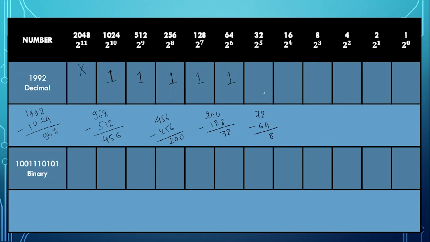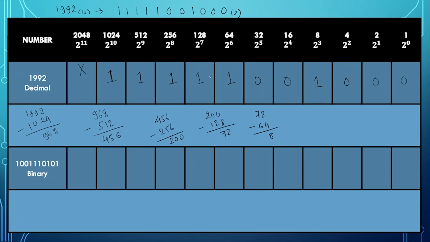8. Now to make 8, you are not going to use 32, you are not going to use 16, but you will directly use this 8 and all the other coefficients will be 0. So 1992 in decimal can be represented by 11111001000 in binary. So both are equivalent to each other.